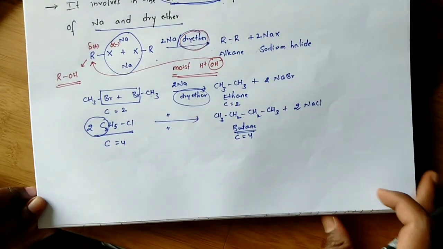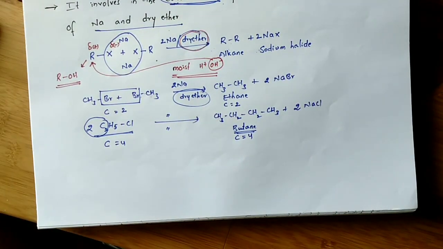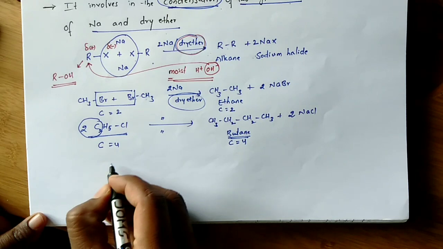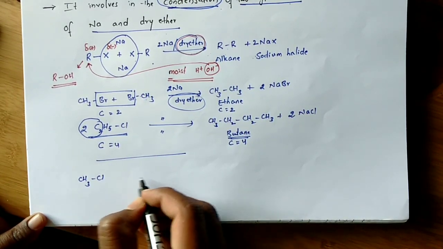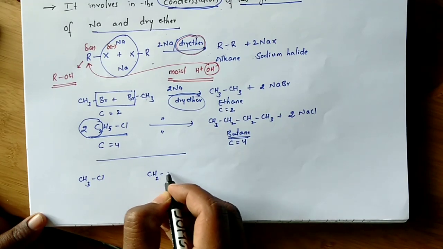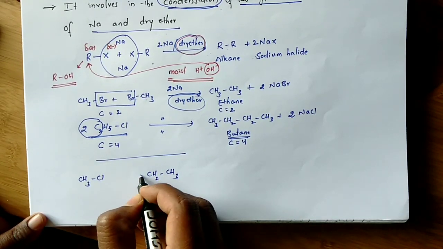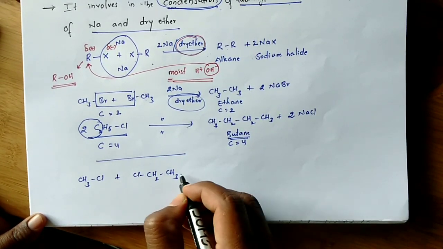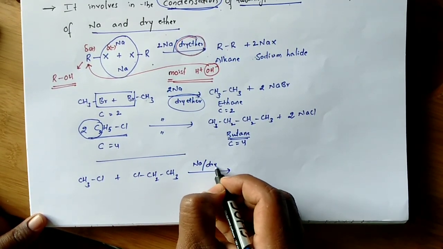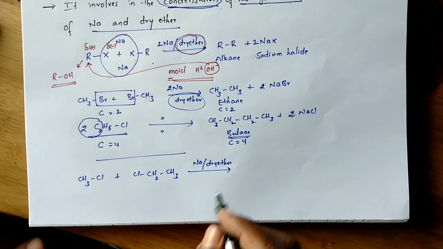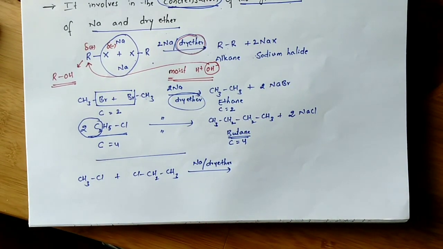Right. So what products will be formed if we take two different alkyl halides? Let us see now. Here I am taking one methyl chloride and one ethyl chloride, with the same reagent, sodium in dry ether. What are the expected products generally?